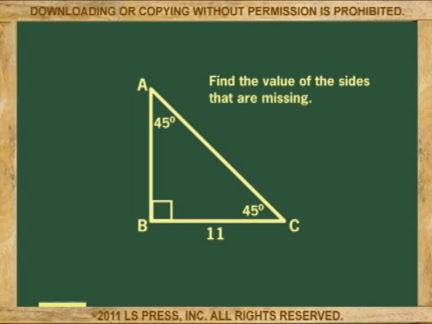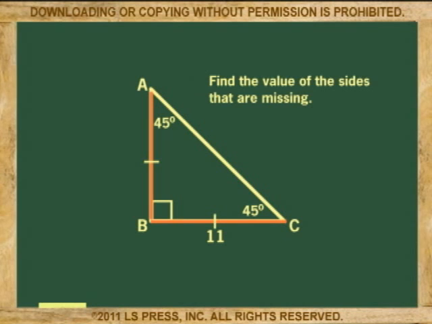The sides that are missing in this 45-45-90 triangle are the hypotenuse and one leg. Because it is an isosceles right triangle, leg AB is equal to leg BC. So if BC is 11, then AB is also 11. And the hypotenuse is 11 times the square root of 2. Using 1.414 for the square root of 2, 11 times 1.414 is 15.6. The hypotenuse AC is 15.6.